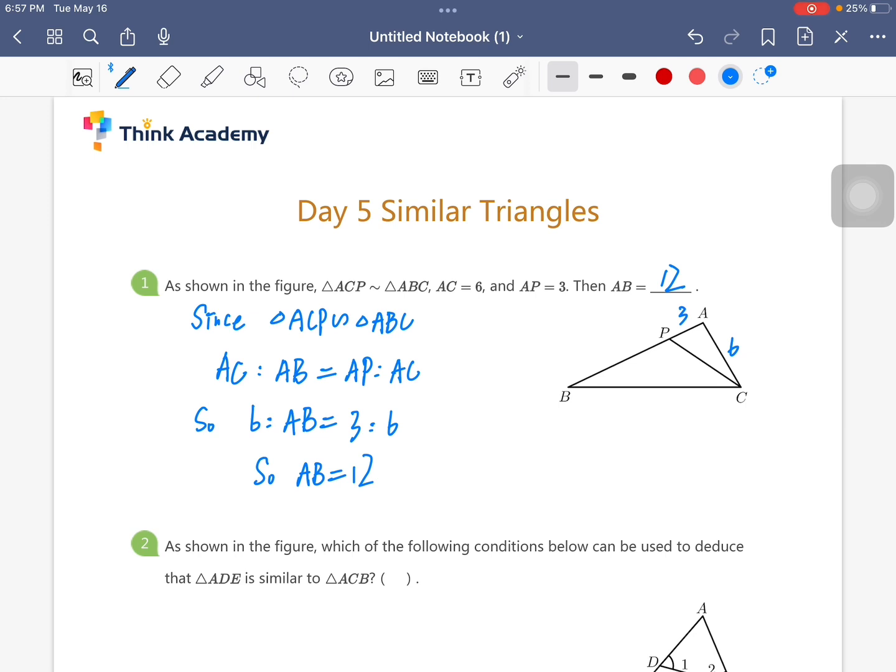This is a question about the basic properties of similar triangles: we have the pairs of sides being proportional.